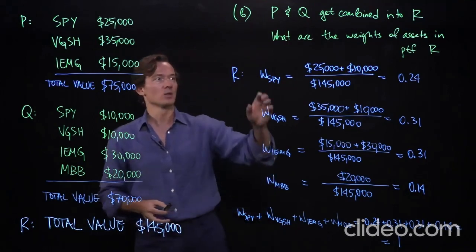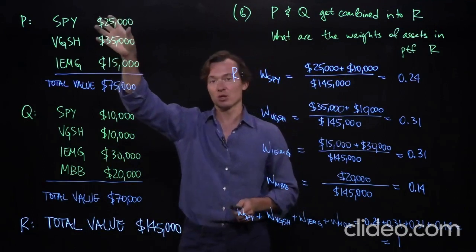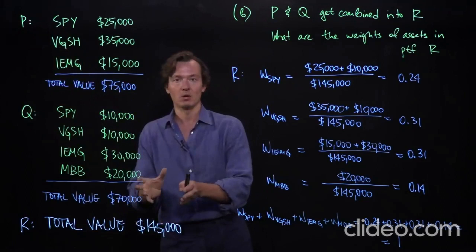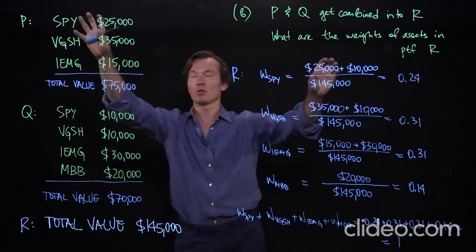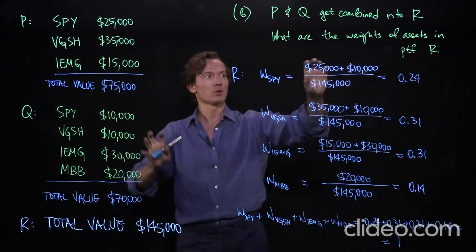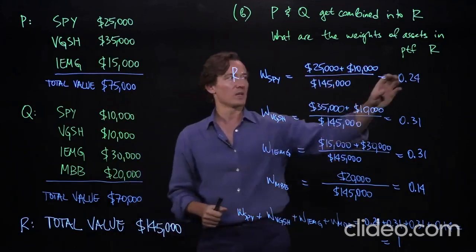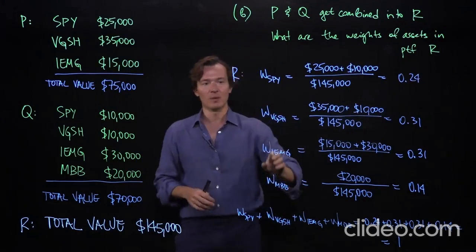To find the weights, we're simply adding up the values of individual positions in portfolios P and Q and dividing by the total value of the new portfolio. So 25,000 for SPY in portfolio P plus 10,000 for SPY in portfolio Q. So that's 35,000 divided by 145,000. And that's 0.24. Same exact process for the remaining three assets.